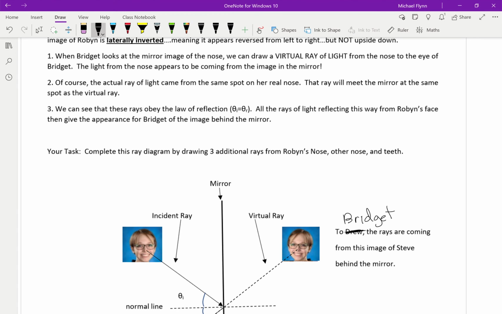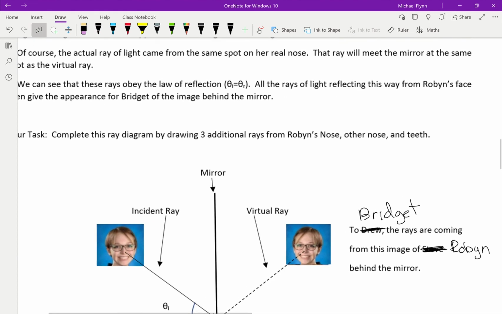Okay. The rays are coming from this image of, it's not Steve, but you know, we can call Robin Steve maybe. I don't know, we can call Bridget Drew. I mean, that's Marin's brother, but like from some time ago. Okay, this image of Robin. I changed it everywhere else. I forgot to change it there. But there you go, I fixed it.